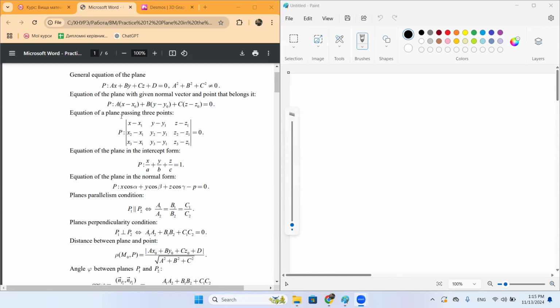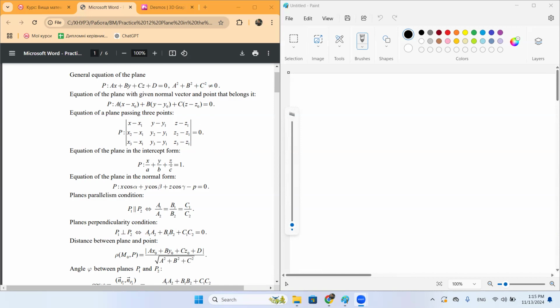The next form is equation of a plane passing through 3 points. You know that 3 points are always aligned in one plane, so only one plane can pass through 3 points. So if we calculate the determinant, we will receive the general equation of the plane.